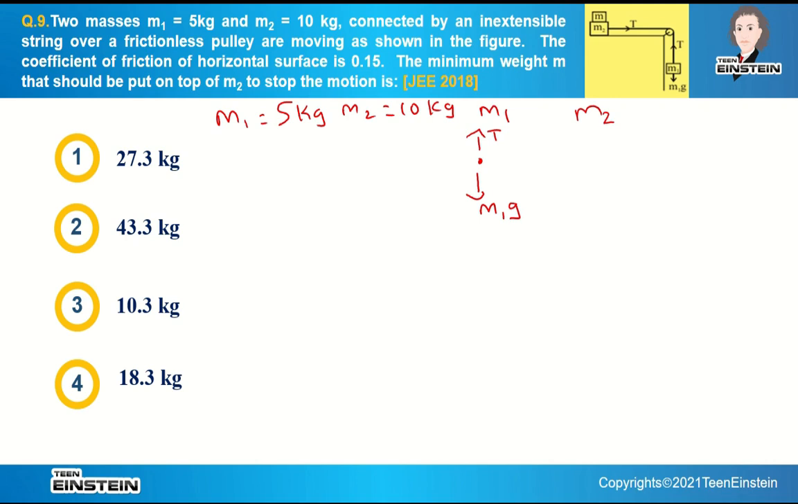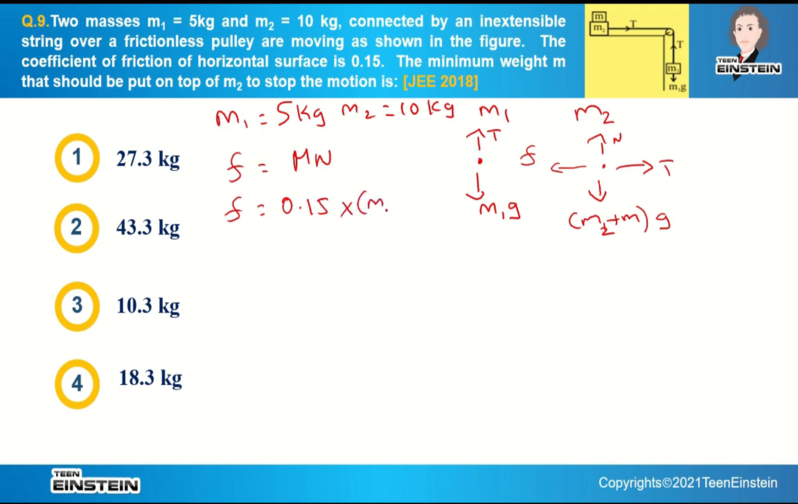Whereas for m2, you will have the tension in this direction. This one will be m2 plus m into g, and here you will have the friction, which will be acting in the opposite direction. So the friction force F will be given by mu N, and here they have given the mu value as 0.15. So here F will become 0.15 into m2 plus m into g.